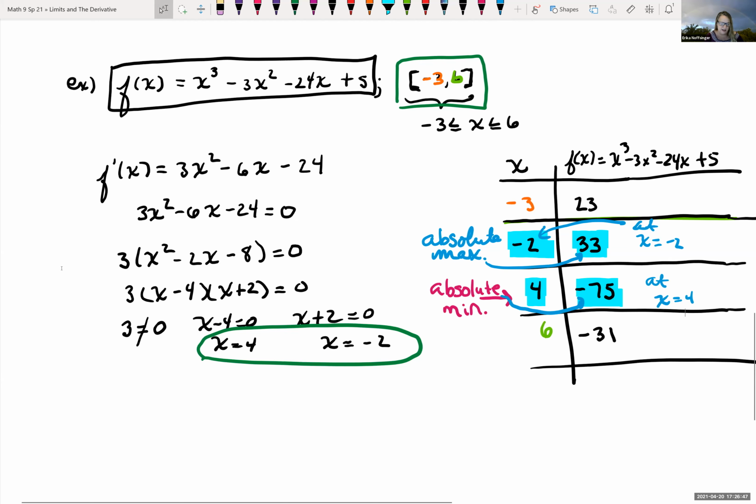So not too bad. Pretty similar to what we were doing before again. Finding our critical numbers, we're doing it a little differently to figure out which one is the absolute max and absolute min, by plugging back into the original, not seeing where it was increasing or decreasing.